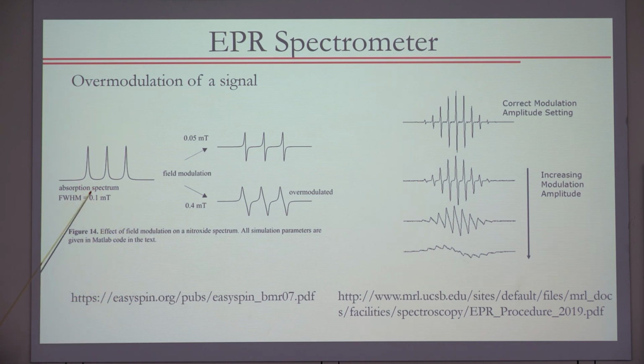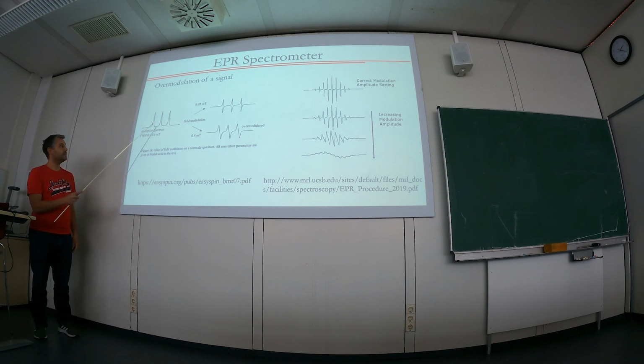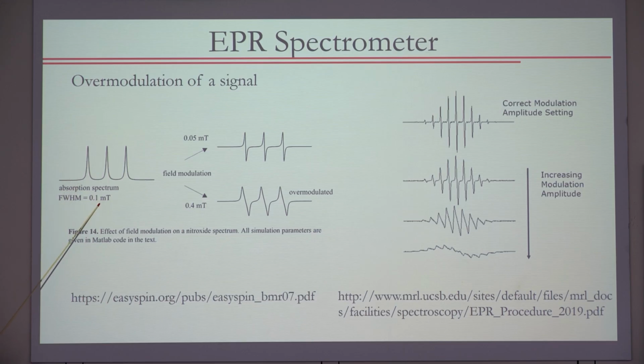So basically, this would be an absorption spectrum. This is an example from EasySpin. There's a PDF there. These lines have a full width at half maximum of 0.1 millitesla. So if you use half of that, 0.05 millitesla modulation, you will get this nice signal.